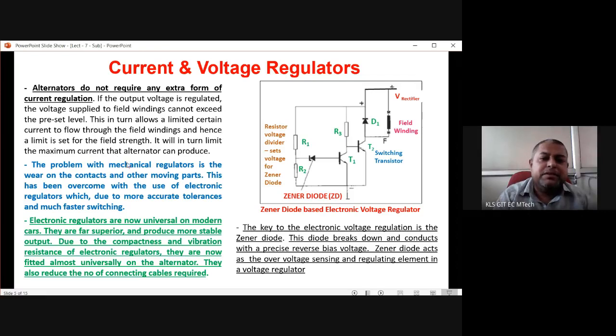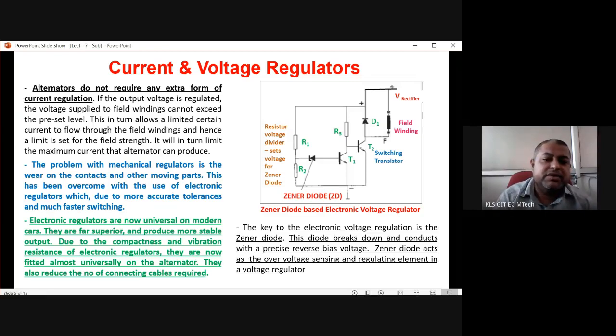So the problem with the mechanical regulator is the wear of the contacts. There is a solenoid kind of a thing, and there is a contact make or break. So in the case of a mechanical regulator, the contact is made or broken very frequently. So there is wear of that contact part.